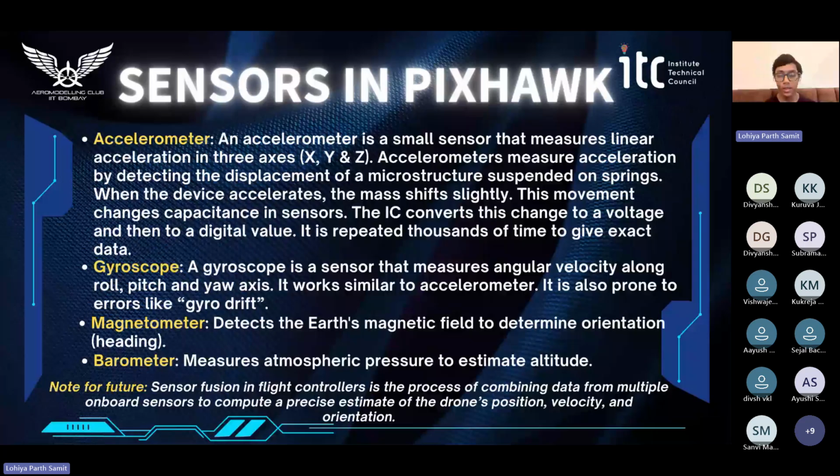A gyroscope also works similar to this, but a gyroscope is used for angular measurements. That is the pitch, roll, and yaw axis. It is also prone to errors like the gyro drift that we'll see later. A magnetometer, as the name suggests, detects the Earth's magnetic field to determine the orientation of the drone. That is, if the drone is heading in the north, south, east, or west directions. And the barometer, as we all might know, is something that uses atmospheric pressure to estimate the altitude.